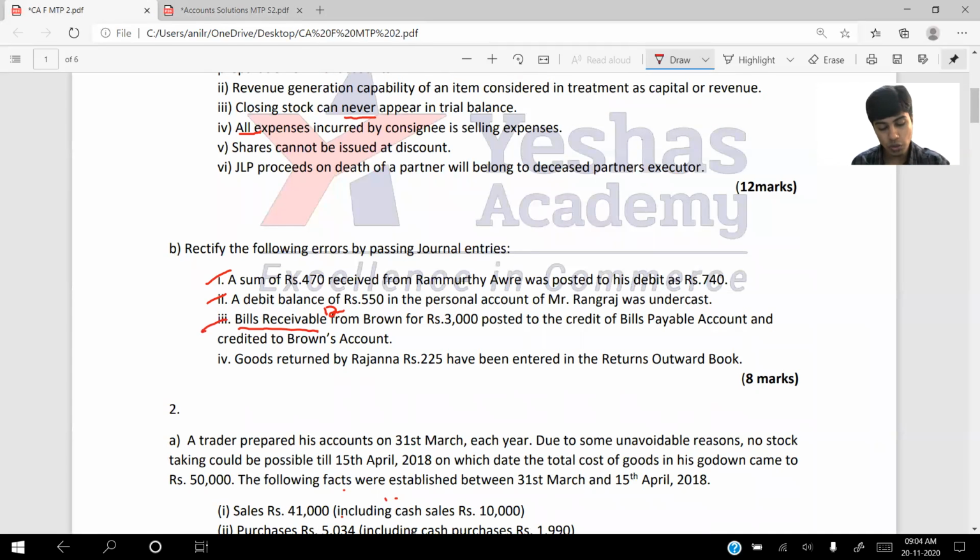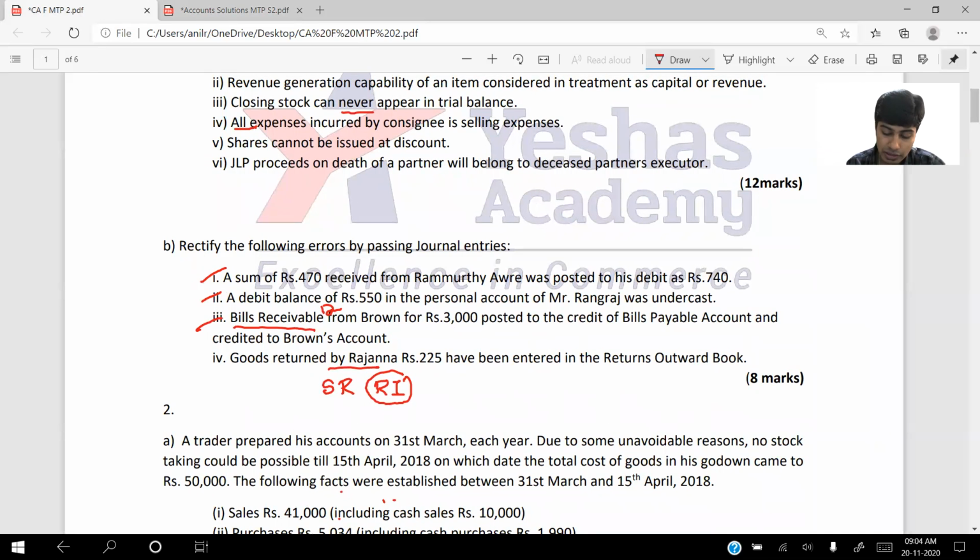Fourth one. Goods returned by Rajanna. So what is it? Sales return. A customer, Rajanna, has returned goods to us. It is sales return. We had previously sold goods to him, he was not happy with the goods, so he returned the goods to us. 225 has been entered in the return outwards book. Sales return is return inwards. Return outwards refers to purchase return.